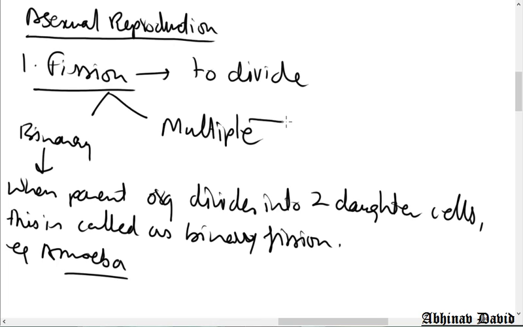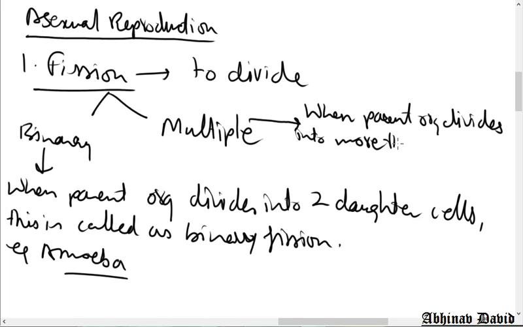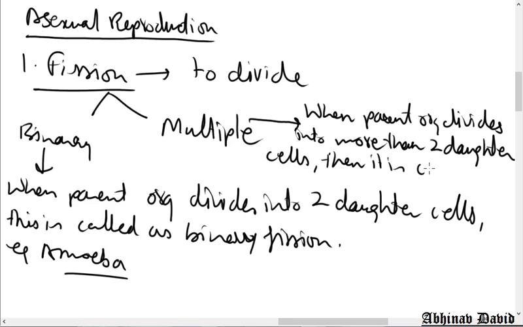Now what is multiple fission? Multiple means that when a parent organism divides into more than two daughter cells, or many daughter cells, then we call it multiple fission.